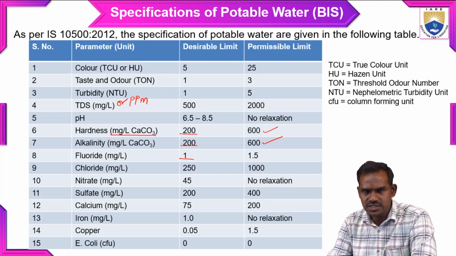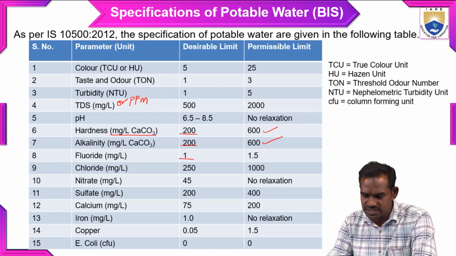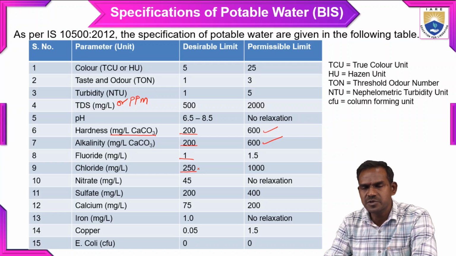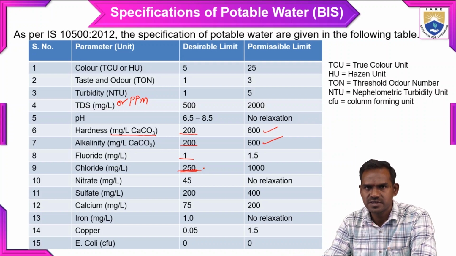The next parameter is chloride content, which is also measured in units of ppm, and the desirable limit is 250 ppm, whereas the permissible limit is 1000 ppm. Beyond 1000 ppm, the water is not at all safe for drinking. 250 ppm is the desirable limit. But if no techniques are available surrounding us, then it can be relaxed up to 1000 ppm in case of chloride content.